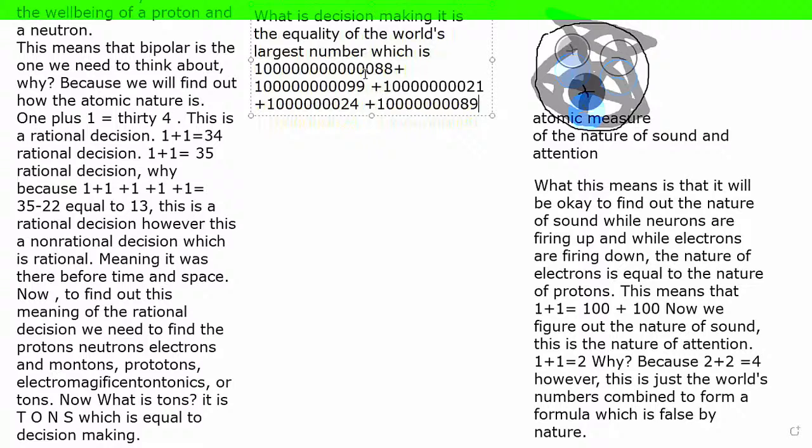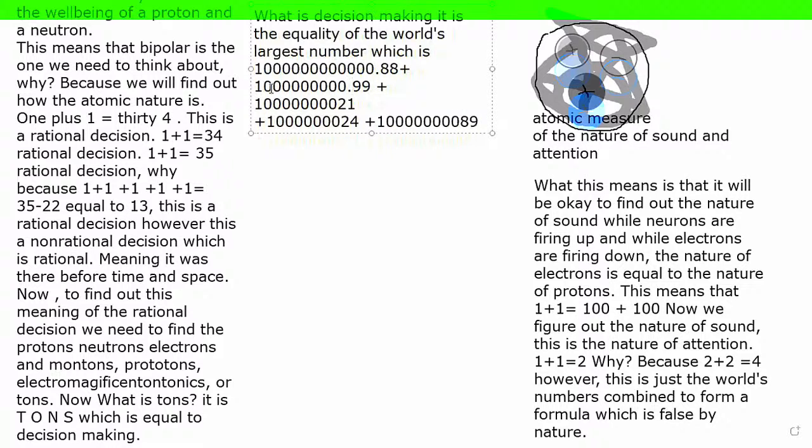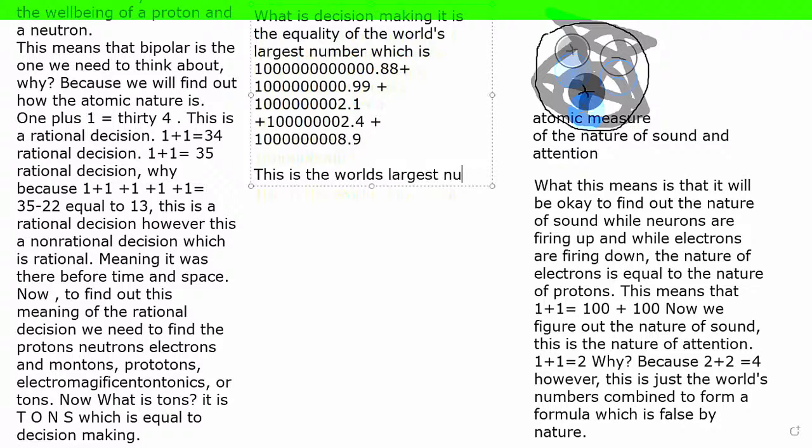Okay, so we wrote 100,088. Let's just write 0.88 plus 100,000.99 plus 100,000,21.21 plus 100,000,24.24. So this is larger. I'm not counting the zeros here. I'm just saying it's 100,000 plus 100,000,89, 8.9. This is the world's largest number because it cannot be defined.